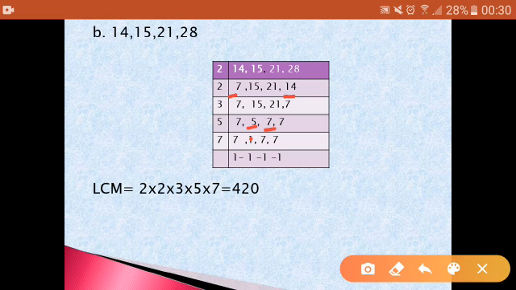So now multiply all these numbers to get the LCM: 2 times 2 times 3 times 5 and then times 7. Your answer is 420.